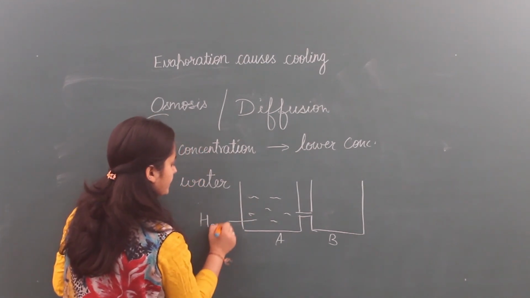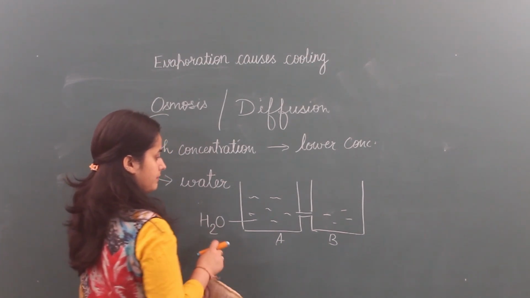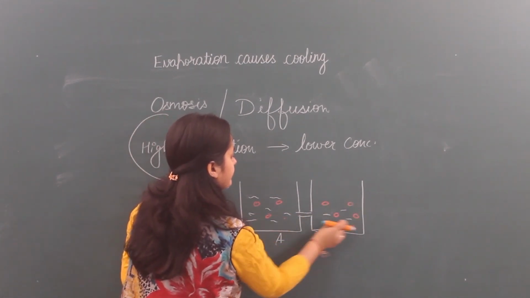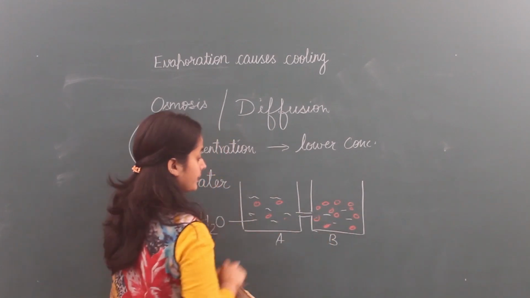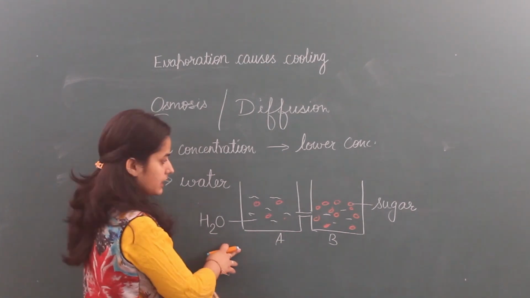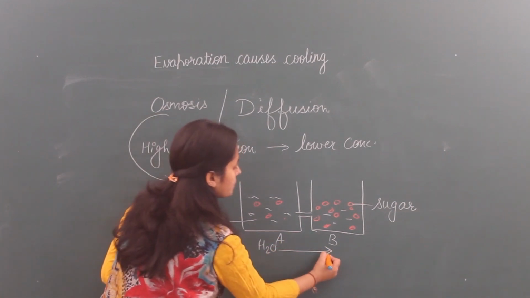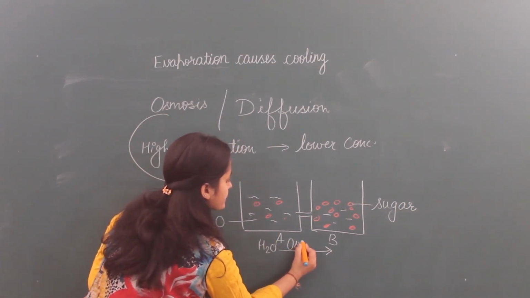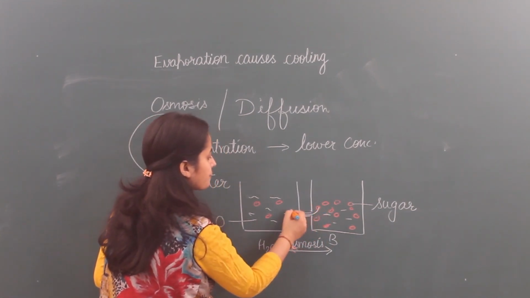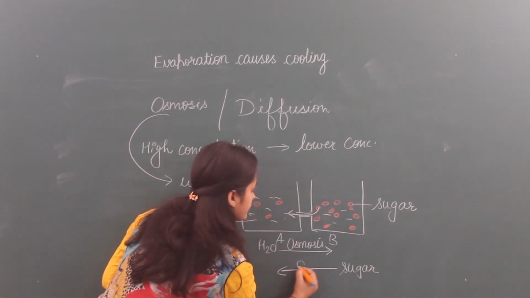See this. This is water. More in A and less in B. This is sugar. More in B and less in A. Now what happened? Water will move from A to B. So it is osmosis. But sugar will move from B to A. It is diffusion.